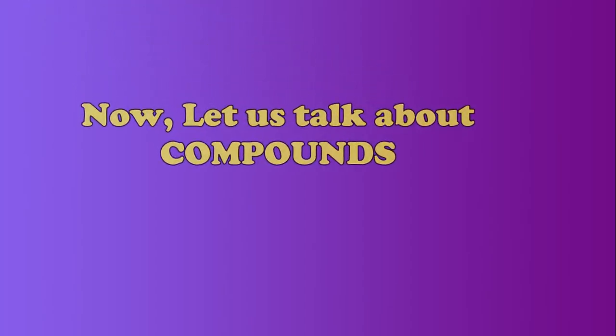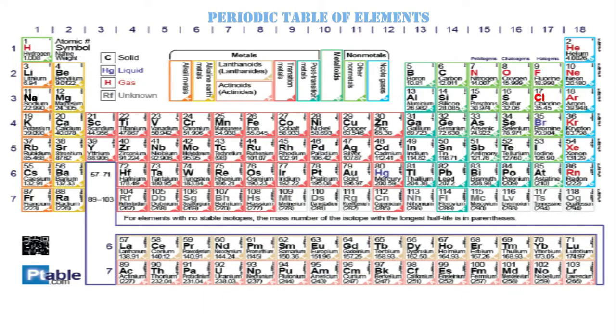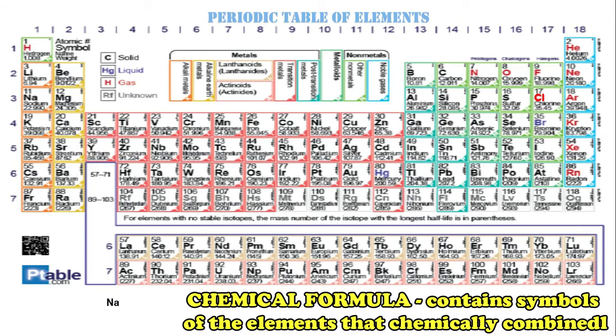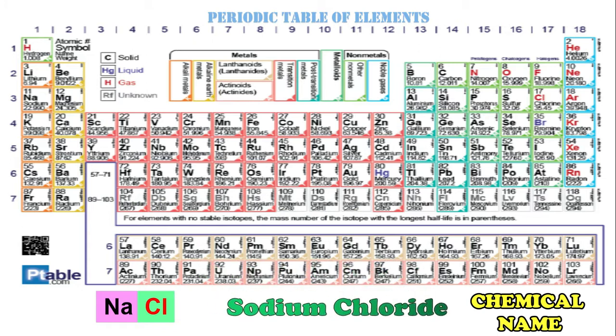Now, let us talk about compounds. When two or more elements chemically combine, a compound is formed. It has a chemical formula. This formula contains symbols of the elements that chemically combine. It has a chemical name which derives from the names of the elements that combined. A compound is given a common name in order for us to be easily familiar with them.